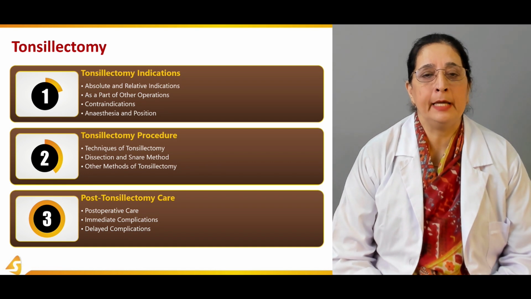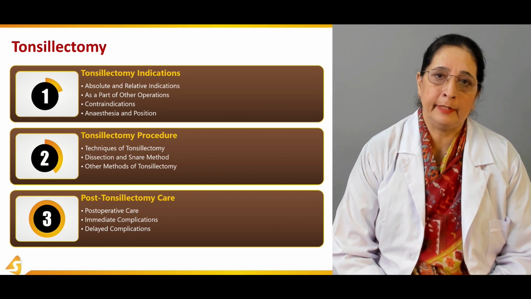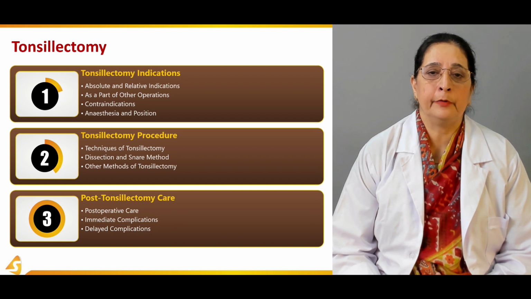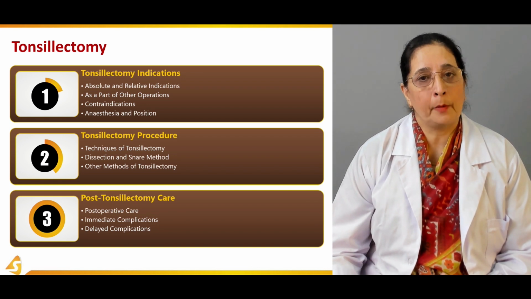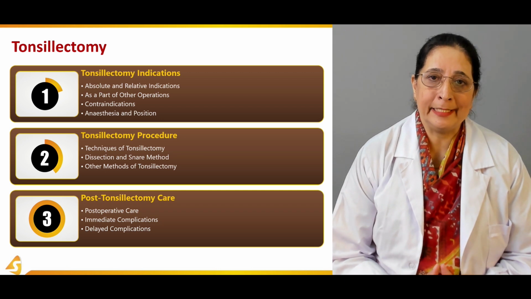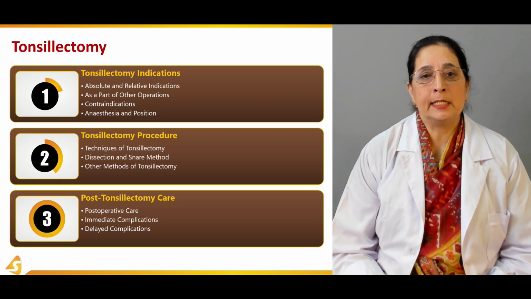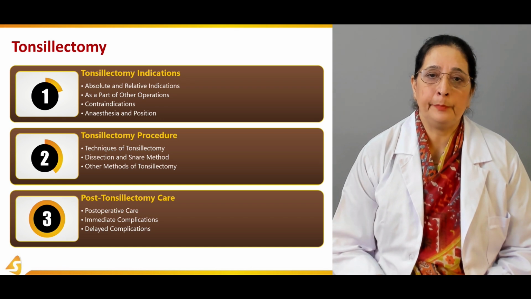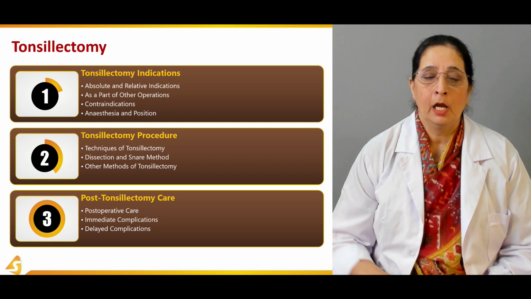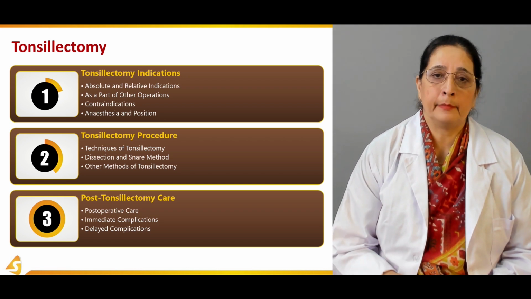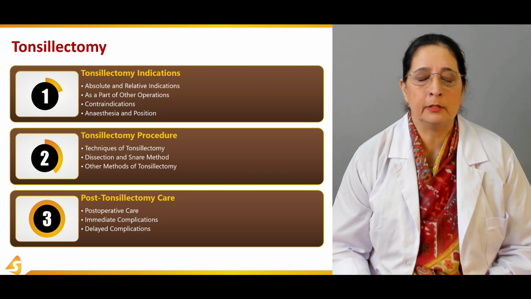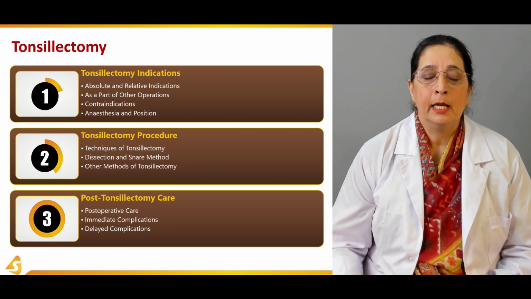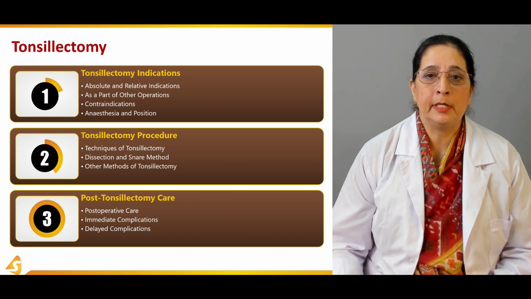The indications can be absolute indications and relative indications. Then we will discuss the tonsillectomy performed as a part of some other operations. What are some contraindications of tonsillectomy and what's the anesthesia and position used for tonsillectomy. So our first section will pretty much cover the indications, contraindications, and the anesthesia used for tonsillectomy and position.